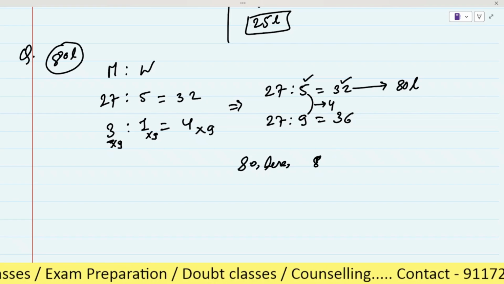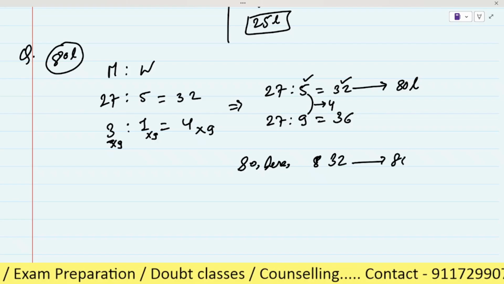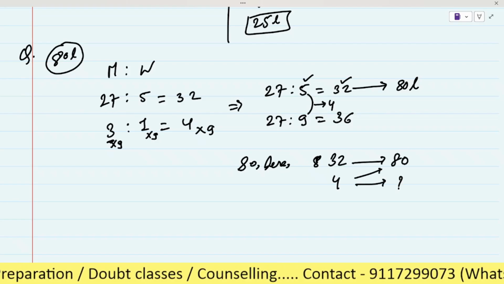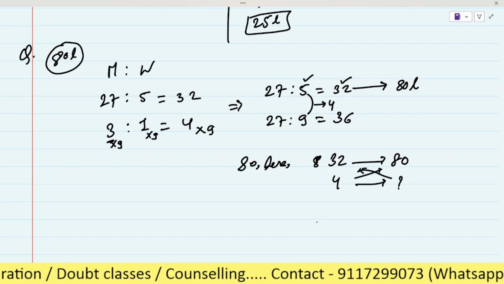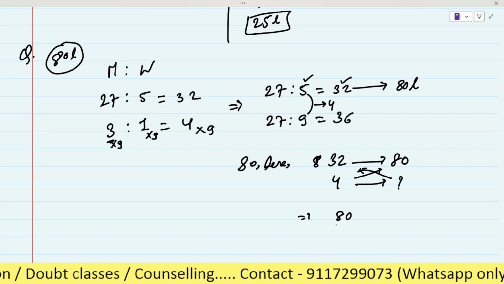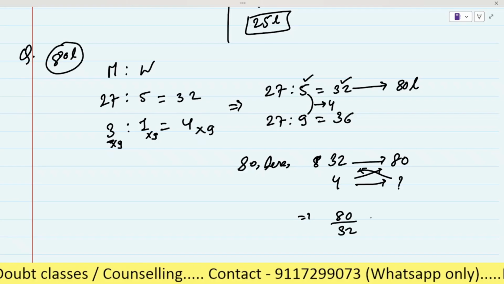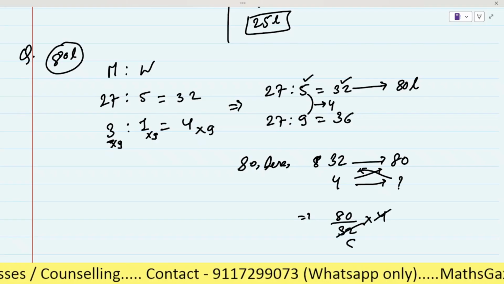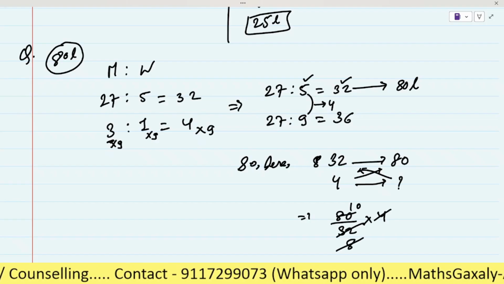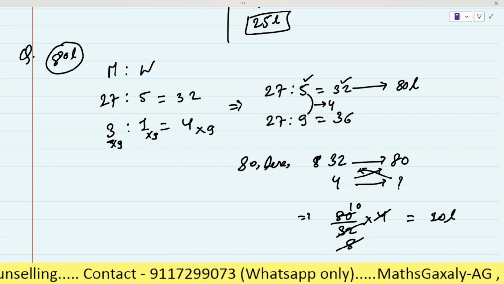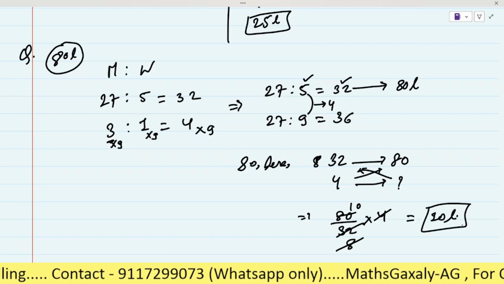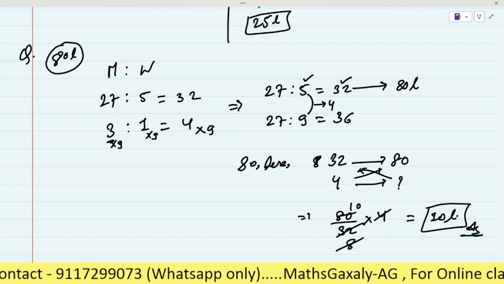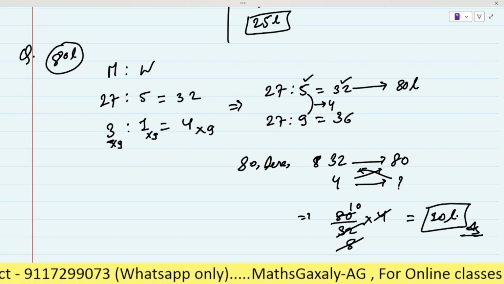Here 32 is equal to 80. We have to find the value of 4. We just have to do cross multiplication. So simply we will get 80 by 32 into 4. 4 8s are 32, and 8 10 times, so it will be 10 liters. Too simple. Within 10 to 12 seconds you can get the answer.